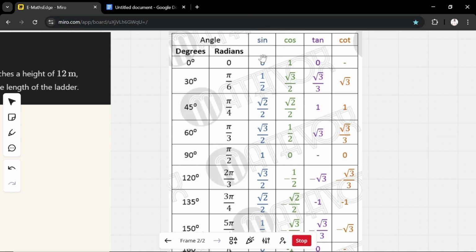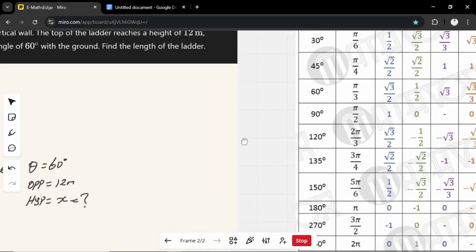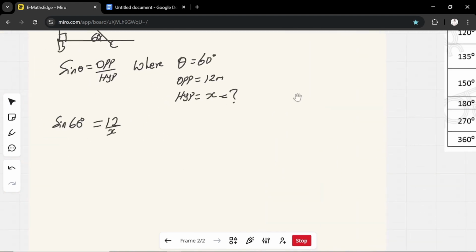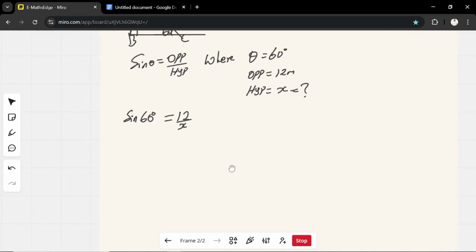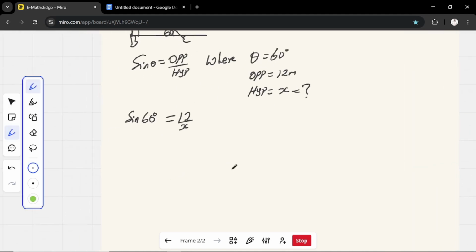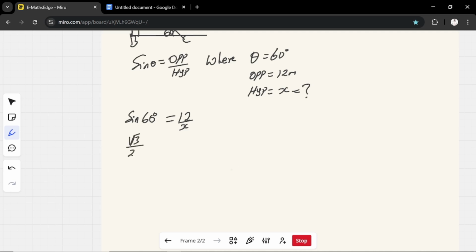You check the sine column, then the corresponding angle, which is 60 degrees. What value do you have? It is root 3 over 2. So that's to say, instead of sine 60, we can have the root of 3 over 2 to further simplify this equation. So sine 60 is the same thing as the root of 3 over 2 from our trigonometry table, equal to 12 over x, right?